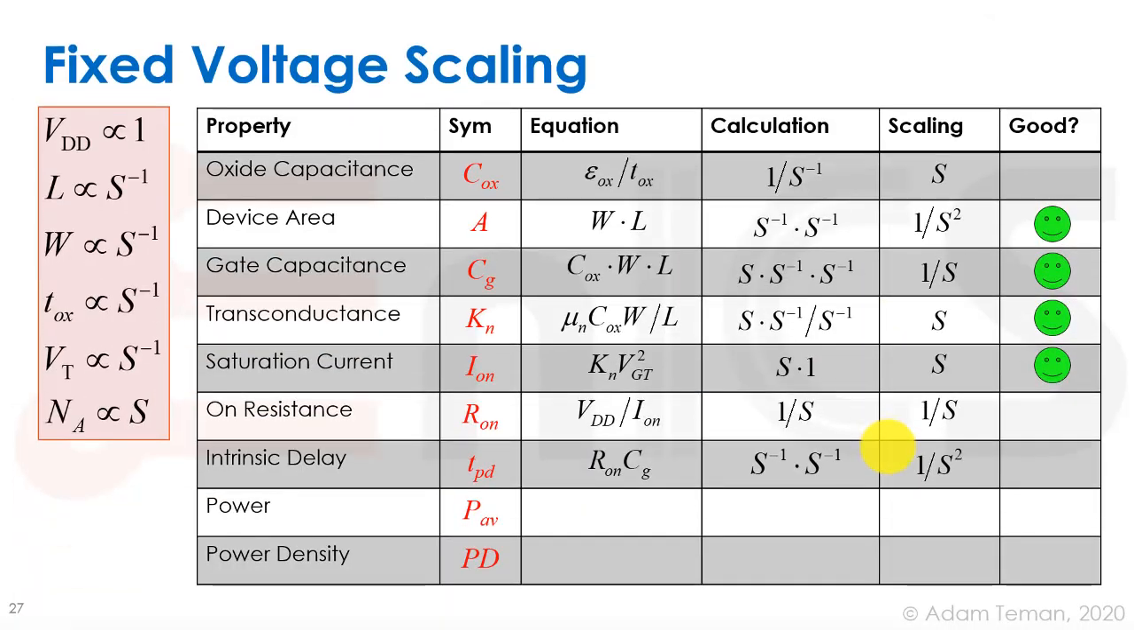So let's see what happens if we go over to a fixed voltage scaling model. And now we again changed our VDD. So instead of being at 1 over S, it's at 1.